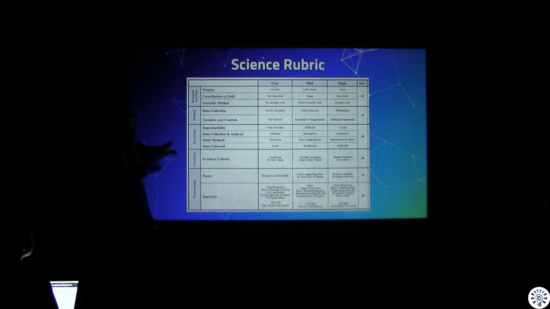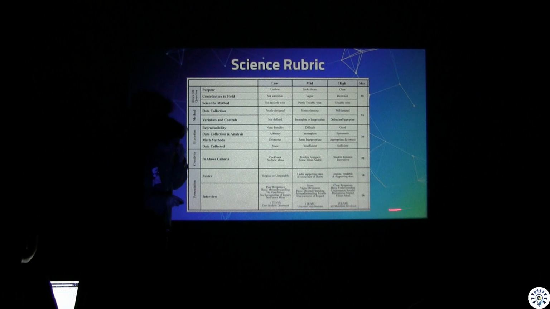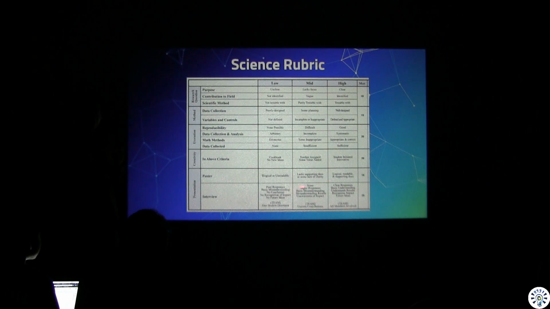So up here, you'll see that there's 10 points given to the purpose, the contribution to the field, and the scientific method. So that's kind of your introduction. Data collection and variables and controls, that's 15 points. Reproducibility, everything results and execution based, that's 20 points. But if you skip down, the most important thing at a combined 35 points is everything presentation. So you can see that we put a lot of emphasis in our curriculum on presentation because in these competitions, the rubric highly favors the presentation.